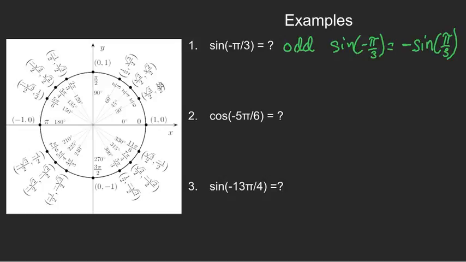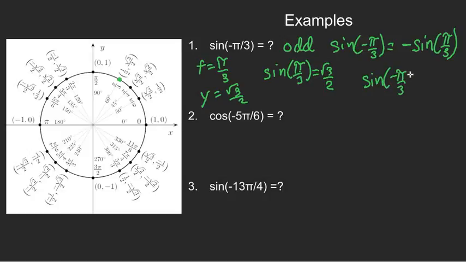So let's look at t equals pi over 3. And we know that sine of pi over 3 is going to equal y, and the y value at t equals pi over 3 equals root 3 over 2. So sine of pi over 3 is going to equal root 3 over 2. Now, sine of negative pi over 3 is going to be the negative of this value. So sine of negative pi over 3 is going to equal negative root 3 over 2.